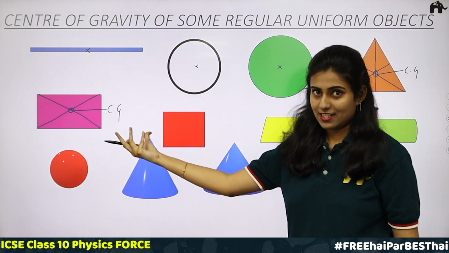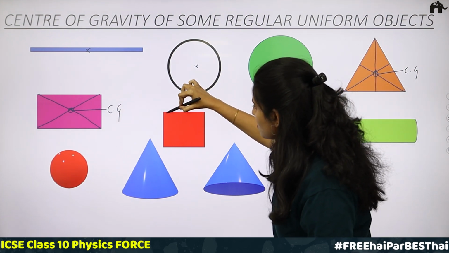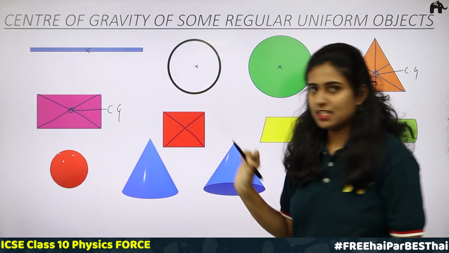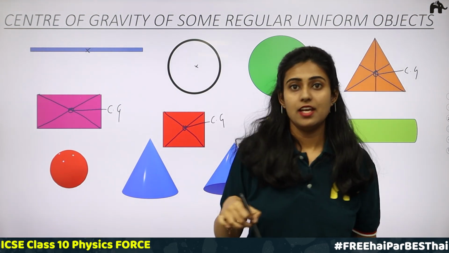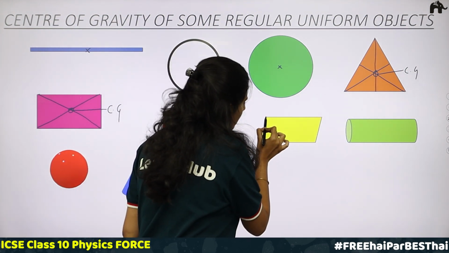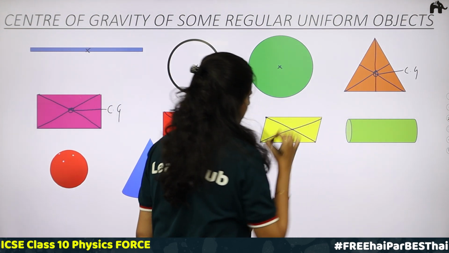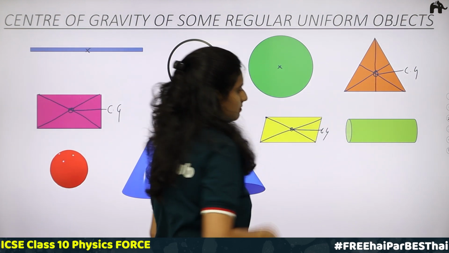A square is a rectangle with all the sides equal. Yes, again draw the required diagonals. They meet at a point, and this point is your center of gravity. Now come to the case of a parallelogram. For the parallelogram, draw the required diagonals. Here we have the diagonals. Okay, they will be meeting at a point. This is your center of gravity.